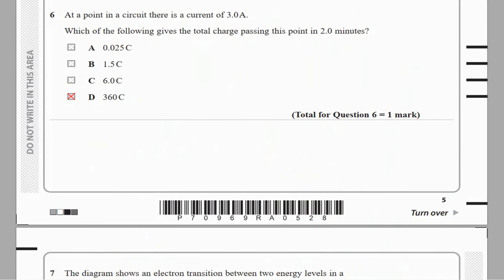Question 6 says, at a point in a circuit there is a current of 3 ampere. Which of the following gives the total charge passing through this point in 2 minutes? It's a very clear case of the use of the equation Q equals I T. Value of I is in ampere, so no need for conversion, but this 2 minutes has to be converted to 2 times 60 seconds. So my answer is D.